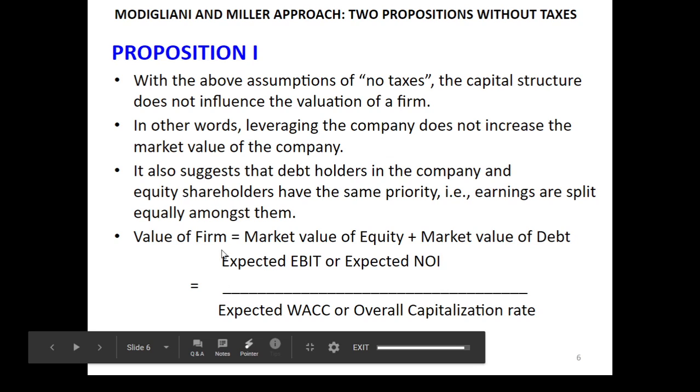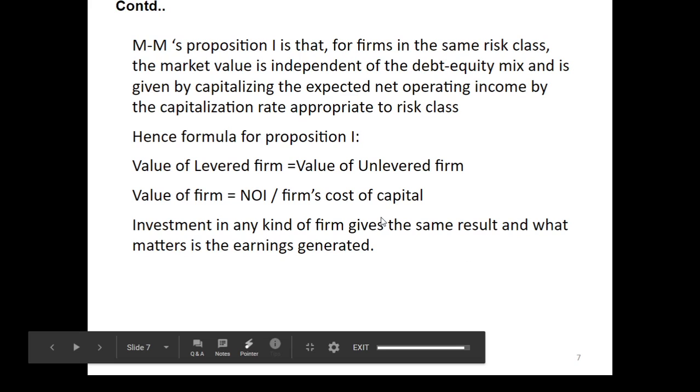Here the value of the firm, the market value of equity plus the market value of debt, is equal to the expected EBIT, or expected net operating income, divided by the expected overall cost of capital rate.